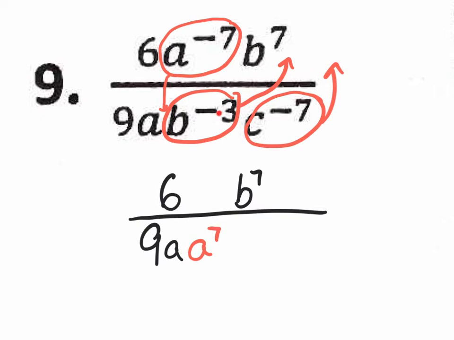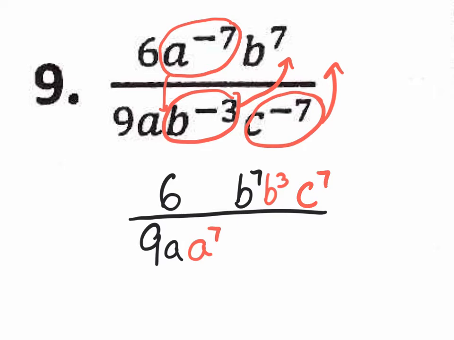It became positive. This b to the negative 3, it's going to move up behind the b to the 7th and become positive. So that's going to be b to the positive 3. And also, we're going to take the c to the negative 7, move it up, and it's going to become c to the positive 7 as well.